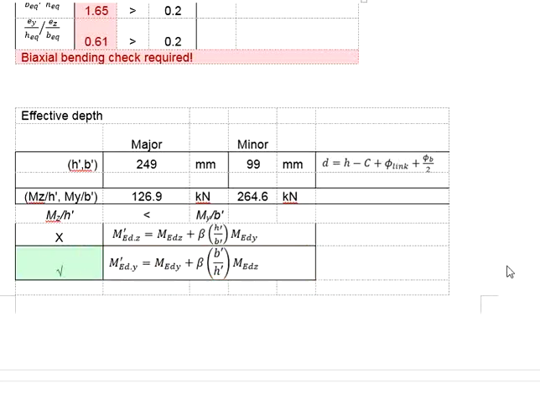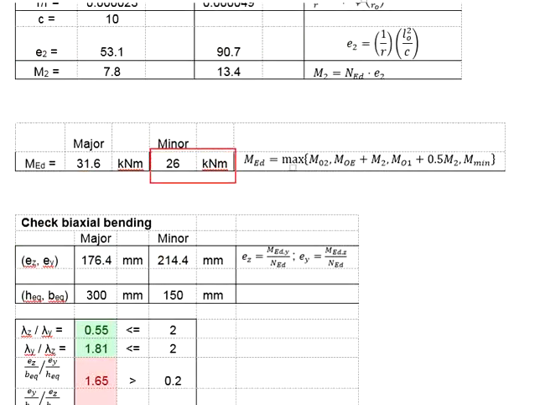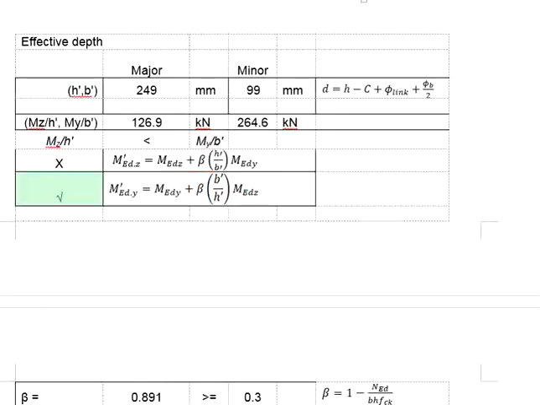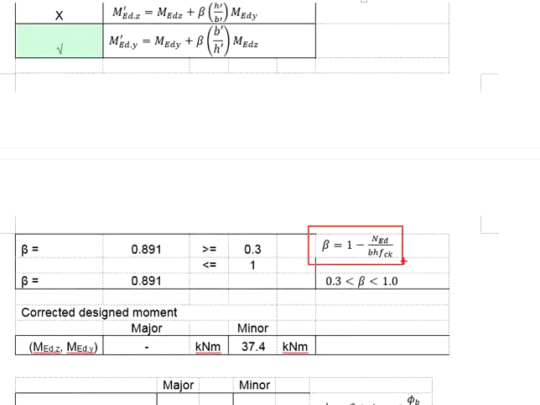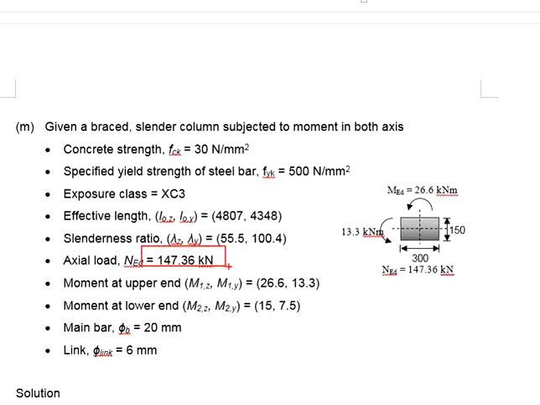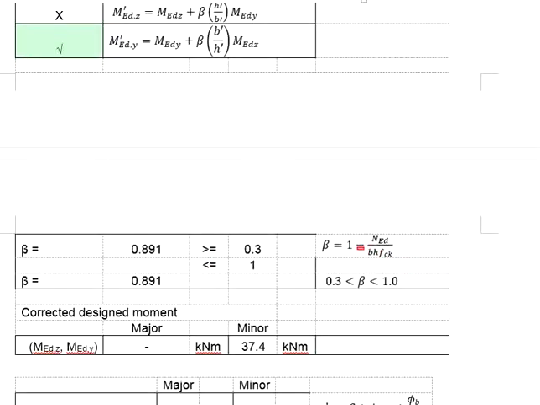Having this understood, we have the MEDY, which is 26 kN in the minor axis. We need to get the beta. Beta is given by this equation as a function of NED divided by BHFCK. NED is given as 147.36 kN divided by BH, 150 times 300, and also FCK, 30. You find your beta equals 0.91.